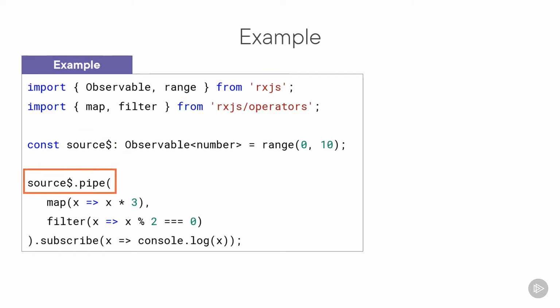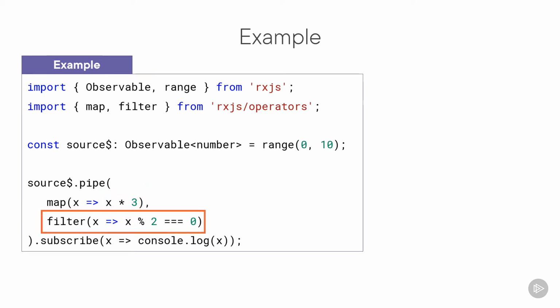We use the pipe method to pipe the emitted items through several operators. In this example, map and filter. We only include 2 operators here, but we can define any number of operators, separated by commas. The map operator allows us to transform each emitted item. We define the logic for the transformation using an arrow function. The arrow function parameter is the emitted item. In this example, each emitted number is multiplied by 3 and then passed on to the following operator.